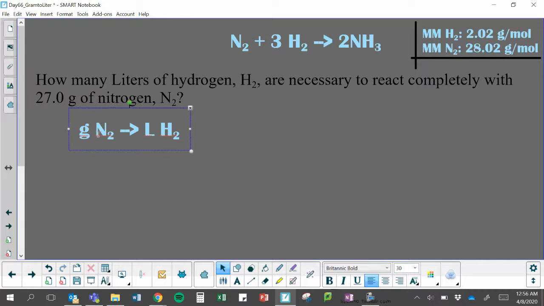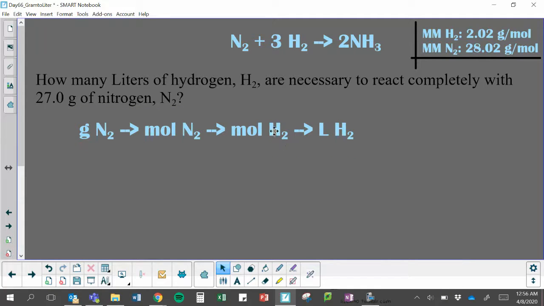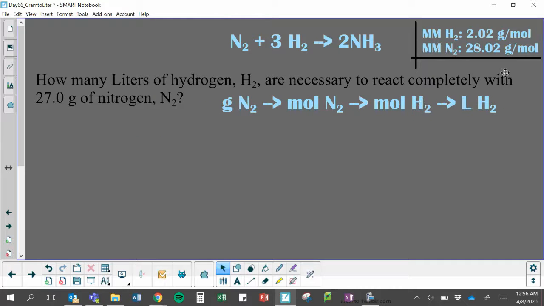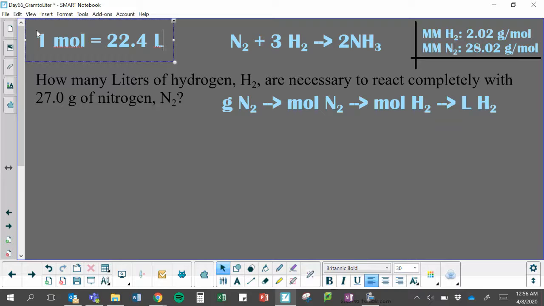And again, we can't go from nitrogen to hydrogen with grams and liters. The only way we can convert between one of those and the other is by turning it into moles. So we can convert our grams of nitrogen into moles of nitrogen, then our moles of nitrogen into moles of hydrogen, which we can finally turn into liters of hydrogen. So it's a very similar setup as before, just instead of doing the last step to go to grams, we're now doing the step to go to liters. One conversion factor that we will need is that 1 mole of a gas is 22.4 liters at STP.